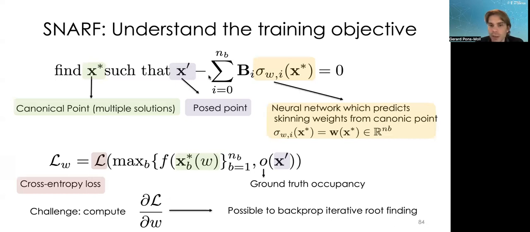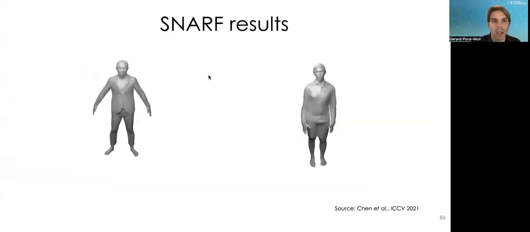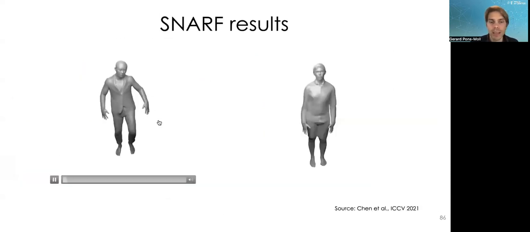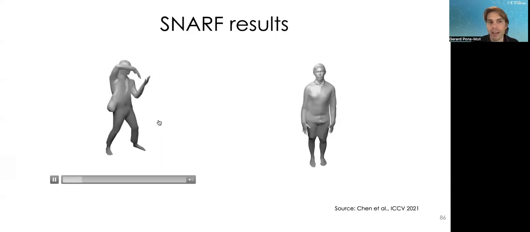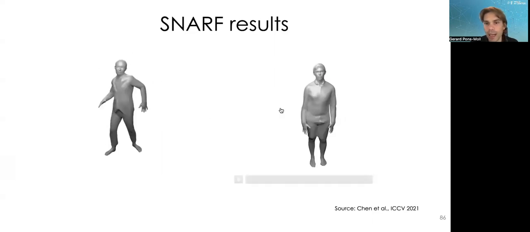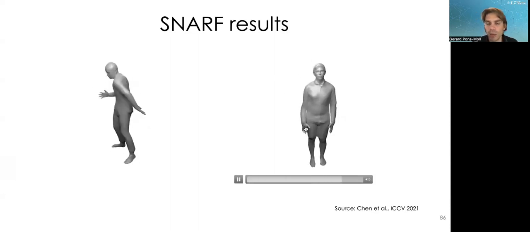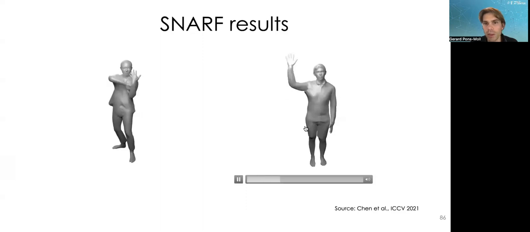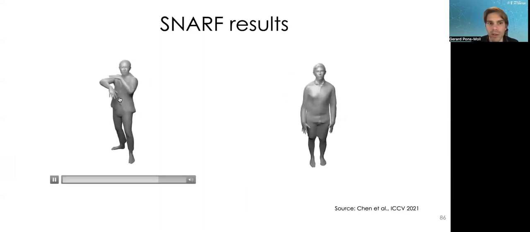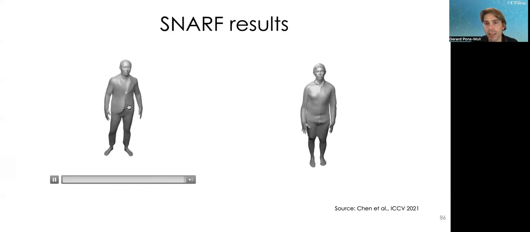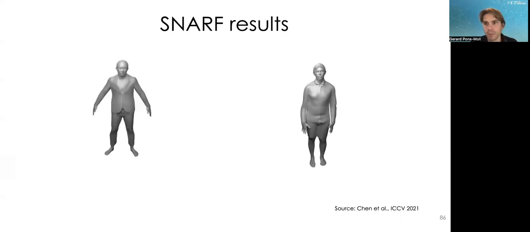If you want to get to the details, you can see how they backpropagate through the root finding algorithm. And by doing this forward skinning, similar to SMPL, right? You might get a little bit less nice details. Like the surface might look a little bit smoother, but you can generalize much better to different poses, especially poses that are significantly different from the data set.